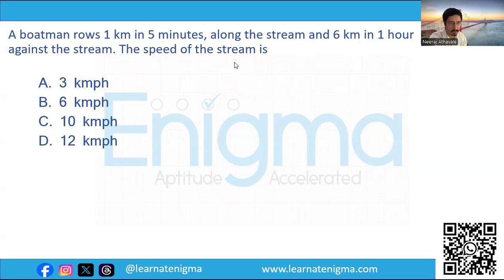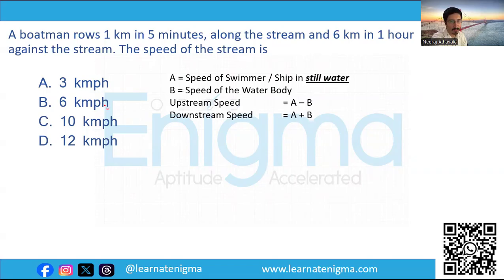Now, in boats and streams, we need to know the basic things first. The basic assumption is we assume A as the speed of the swimmer or the ship in still water. B is the speed of the water body. Hence, upstream speed becomes A minus B, downstream speed becomes A plus B.